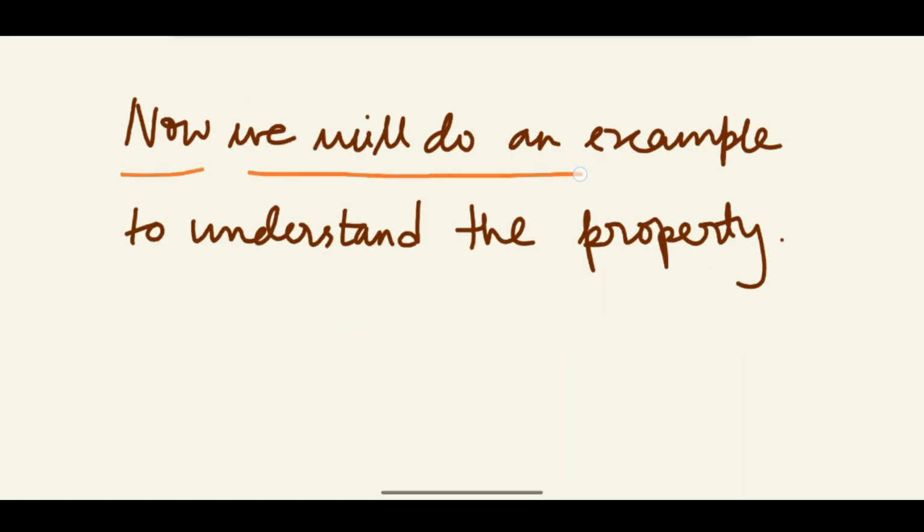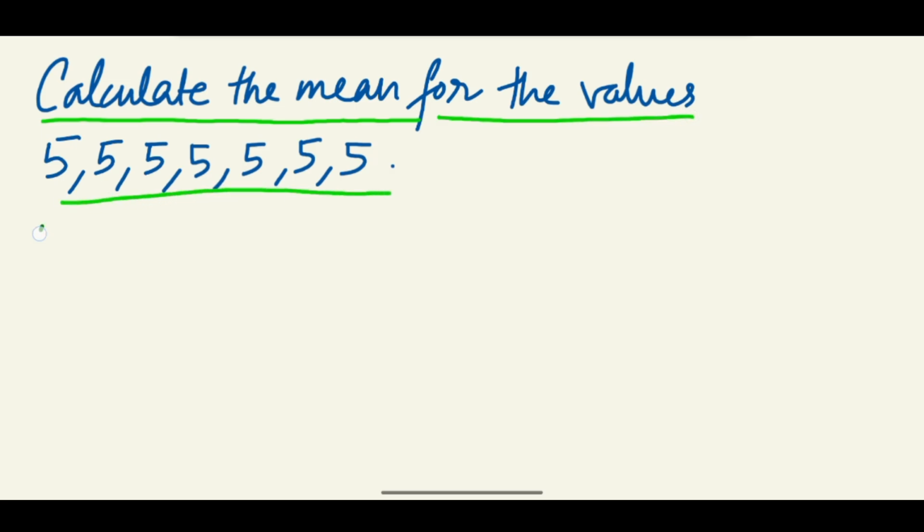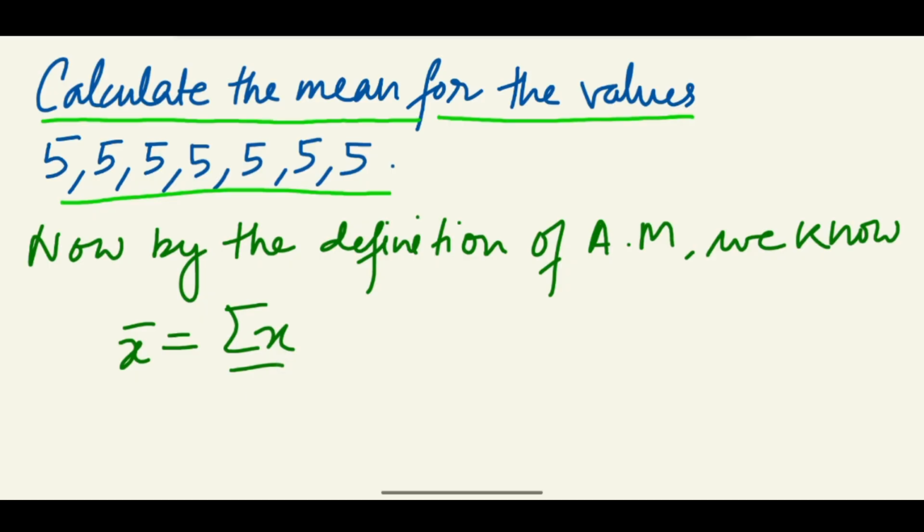Now we will do an example to understand the property. We will calculate the mean for the values given below. Now, by the definition of arithmetic mean, we know x bar equals summation x by n.